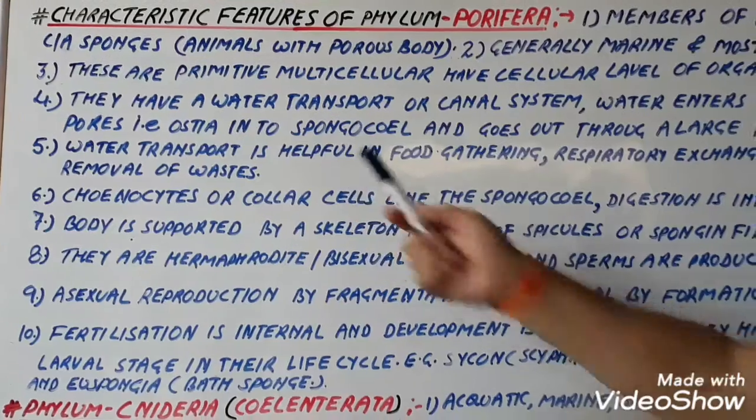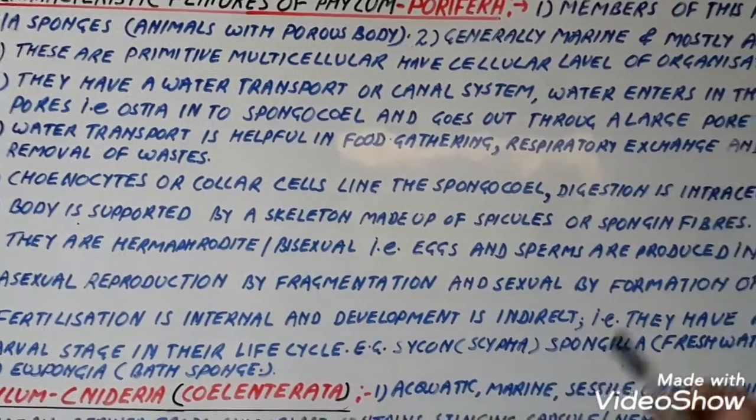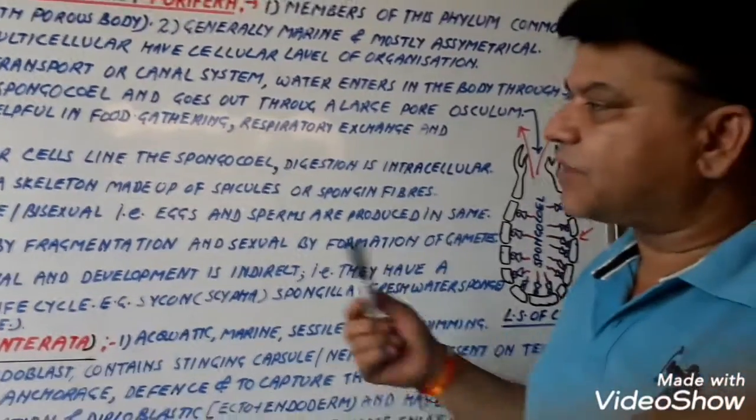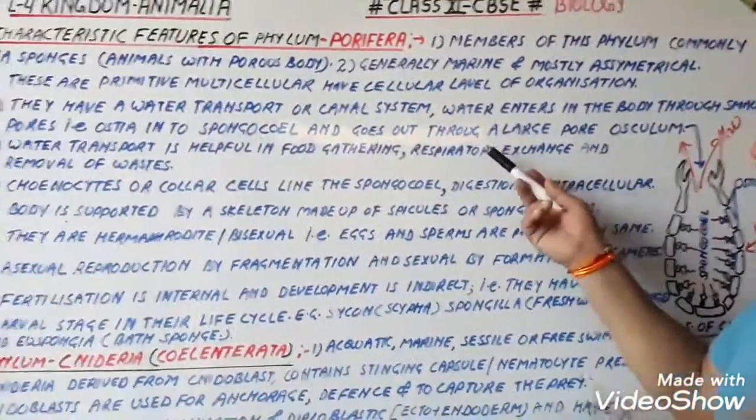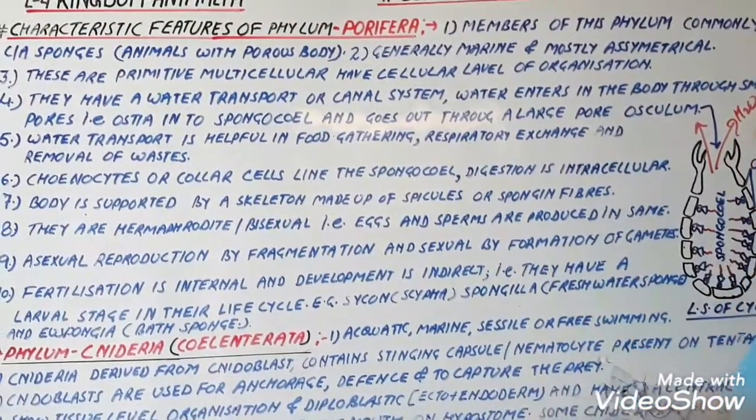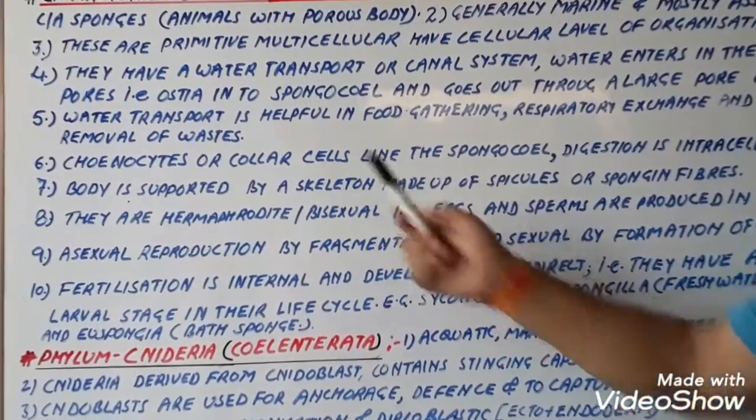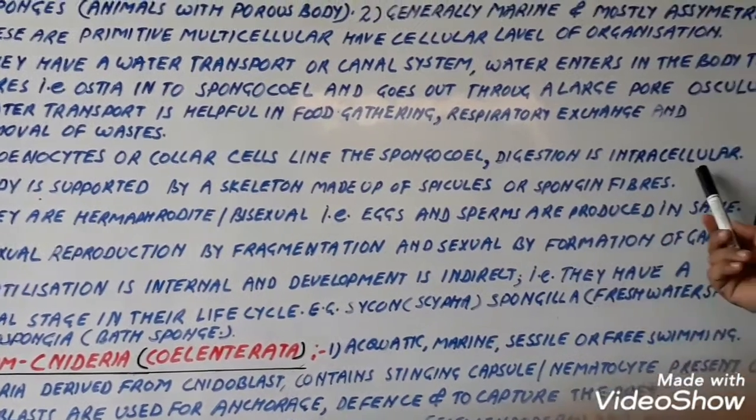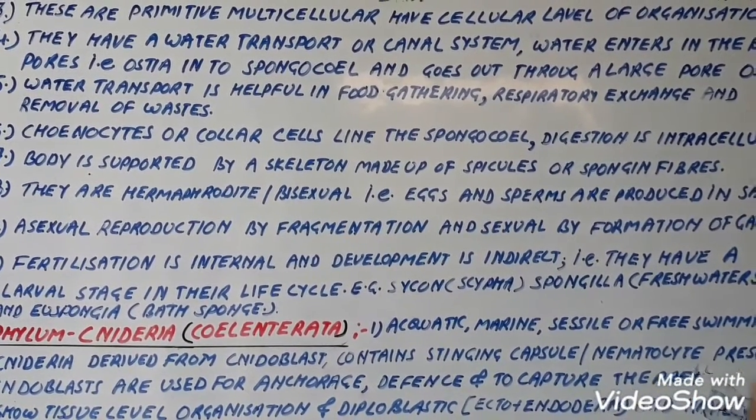Water transport is helpful in food gathering, respiratory exchange, and removal of wastes. So we can say that the water current is responsible for many functions, such as capturing of food, respiratory exchange, as well as removal of waste products from the body. Choanocytes or collar cells line the spongocoel. Digestion is intracellular, that is, the process of digestion takes place inside the cell.